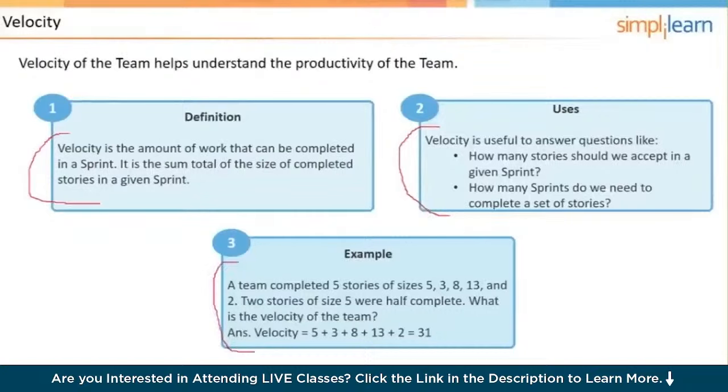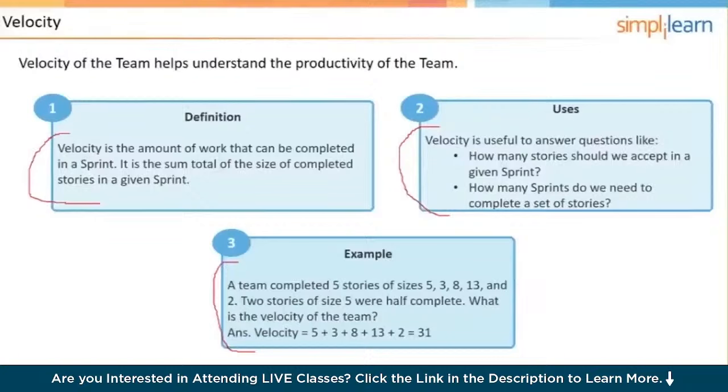In box number 3, a team completed 5 user stories that were sized 5, 3, 8, 13, and 2. 2 user stories, each sized 5, were left half complete. What is the velocity of the team? And the answer is either going to be 31 or 36.